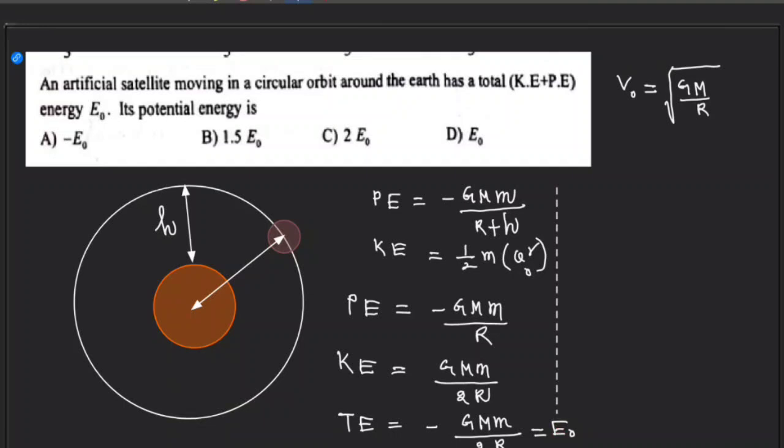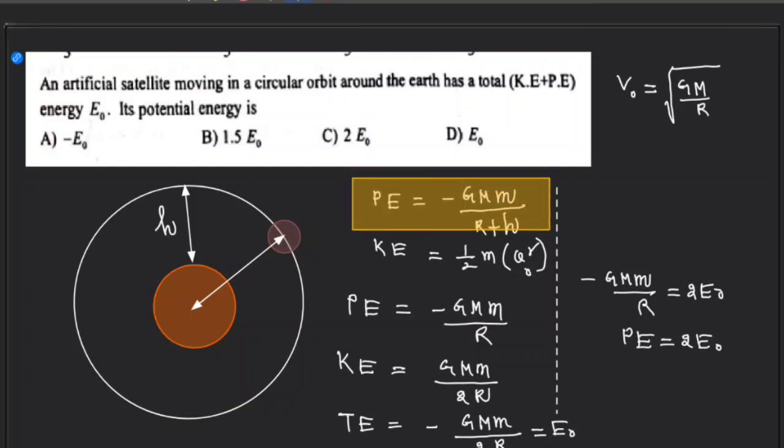Now what I am doing is just E naught ఇక్కడ సెండ్ చేస్తున్నాను అంతే. Minus G capital M small m by r will be equal to 2 E naught, right? And this minus G capital M small m by r is called as potential energy. Therefore this potential energy is equal to 2 E naught. So that was easy, right? You have to keep all these formulas in mind, guys. Please revise every formula regarding that particular concept.